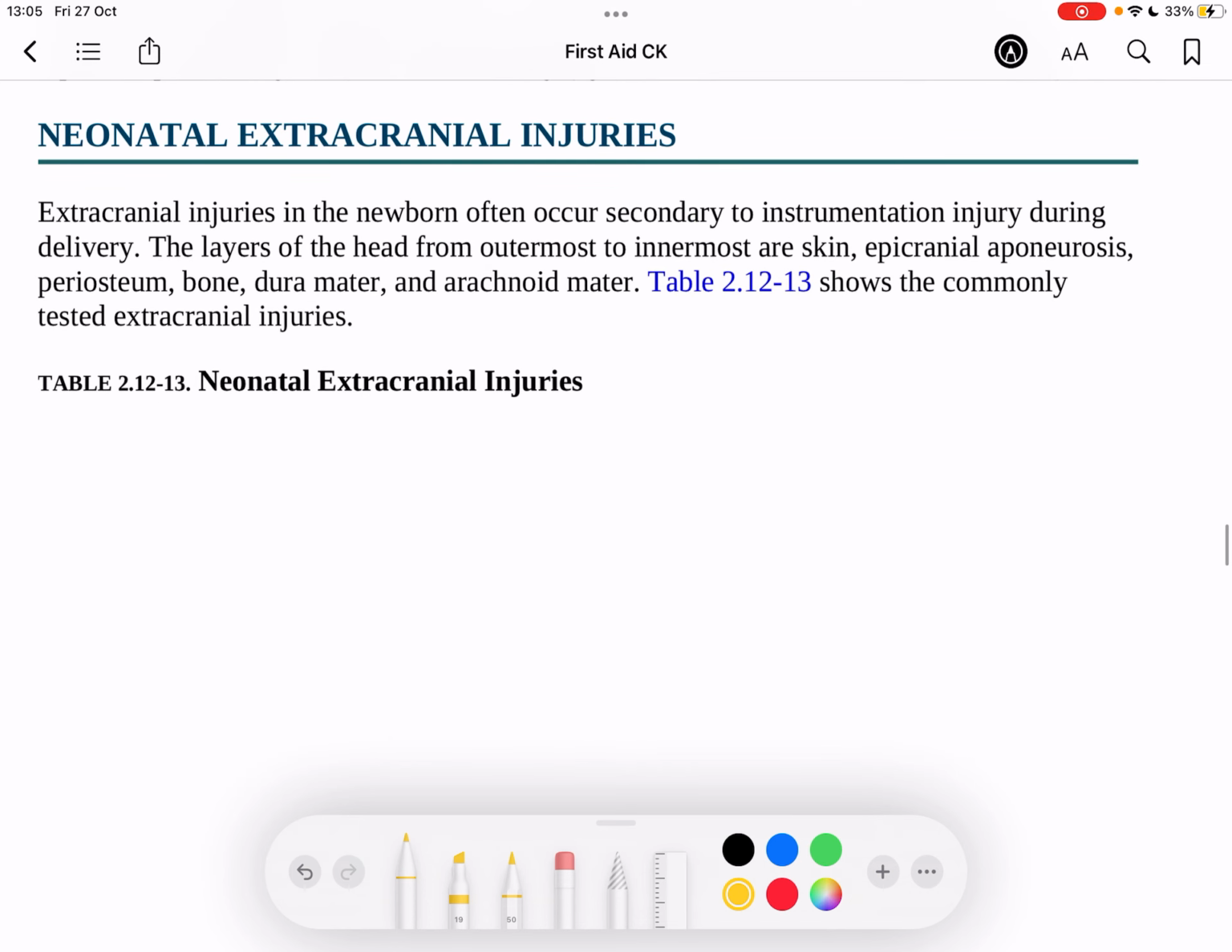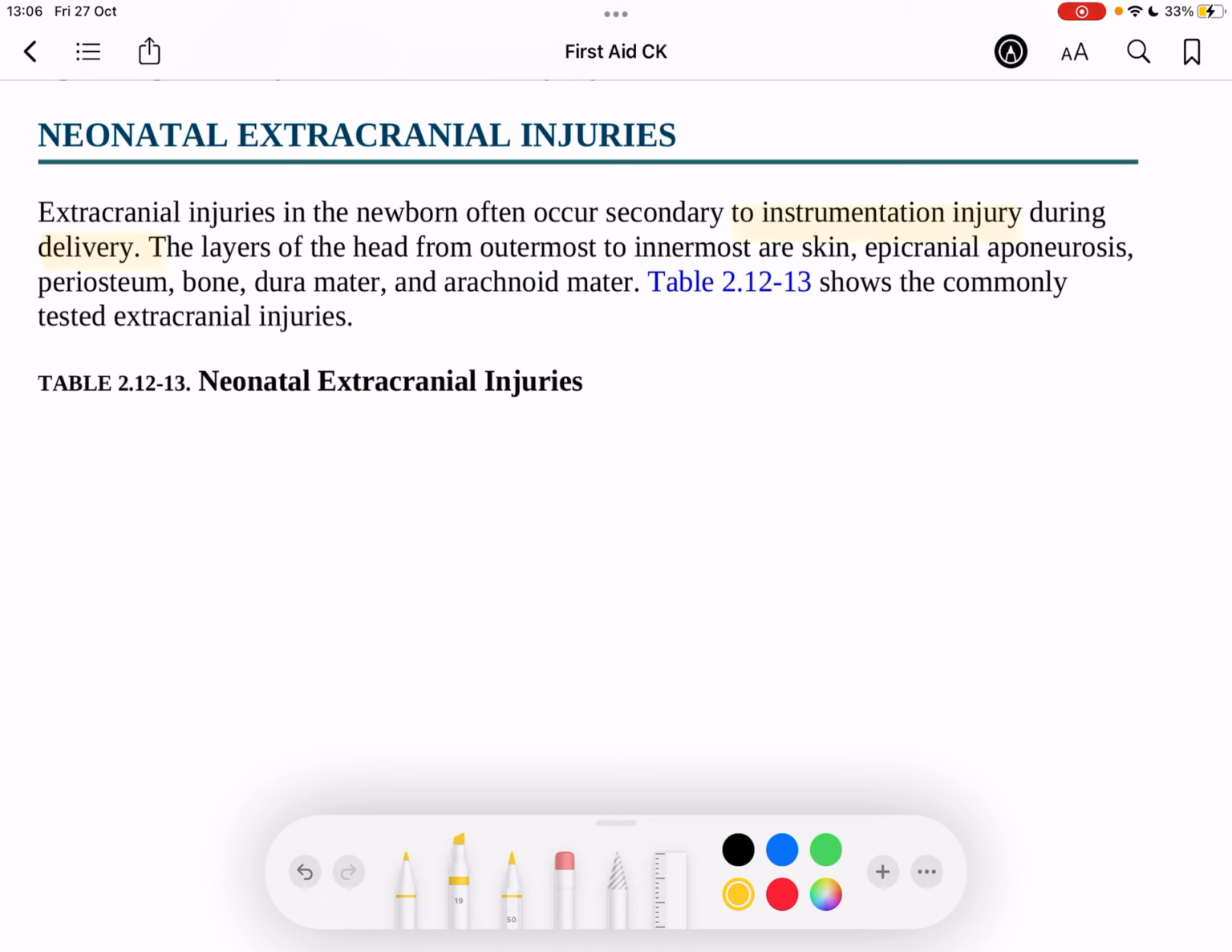Now we're going to be moving on to a section of neonatology which I used to get very, very easily confused about, and these are the neonatal extracranial injuries. These are extracranial injuries of the newborn that occur secondary to instrumentation injury during delivery most of the time. And they're usually involving layers of the head from the outermost to the innermost layers of the scalp, essentially, the extracranial structures, so outside of the cranium.